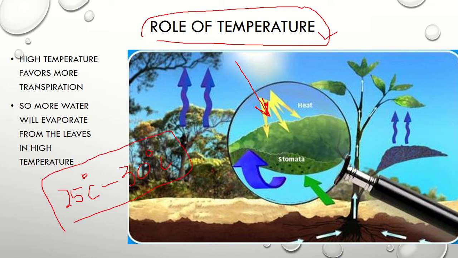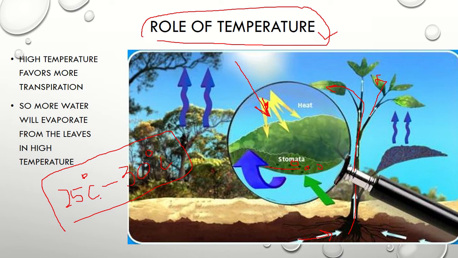But if the temperature increases from 30 degrees and reaches 40 and 50 degrees, it will stop the photosynthesis process. It means the stomata will be closed. So how will it happen? Water is coming from downward. It is absorbed from the roots, and it is supplied to the leaves via the xylem vessel. Inside the leaf we have special tissues called mesophyll tissues, and on the lower surface we have openings called stomata.